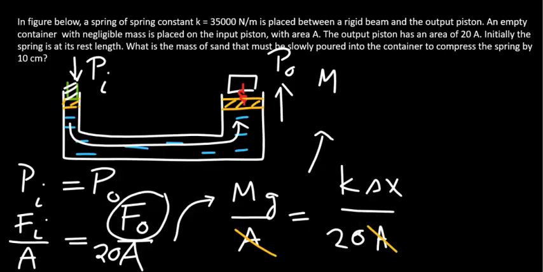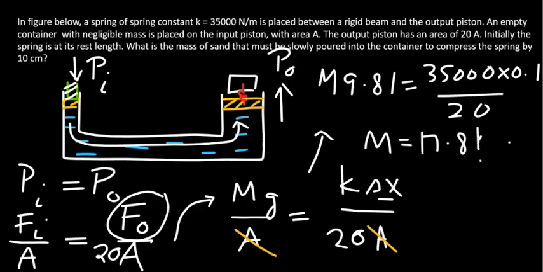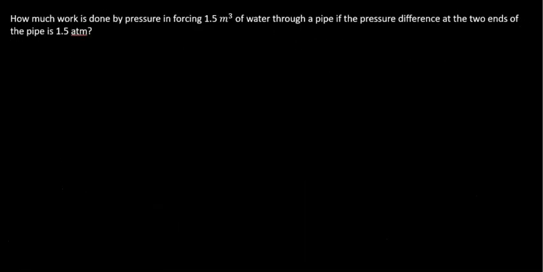Mass is what you want to determine. g is 9.81 equals, the spring constant is 35,000 Newton per meter. The compression is 10 cm, so that is 0.1 meter, over 20. And you can solve for the mass, which will turn out to be 17.8 kg. And that's the answer. Problem 3.